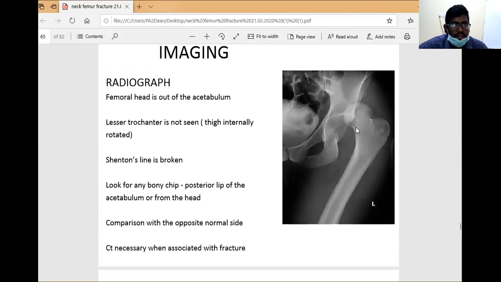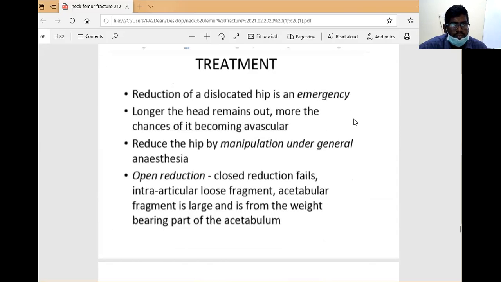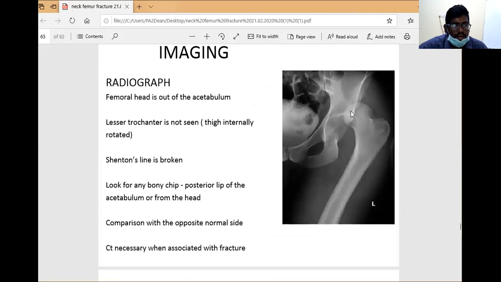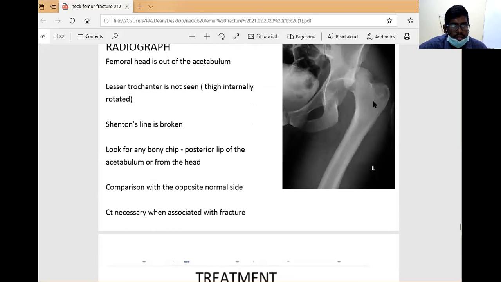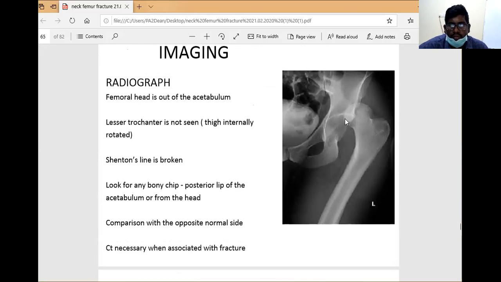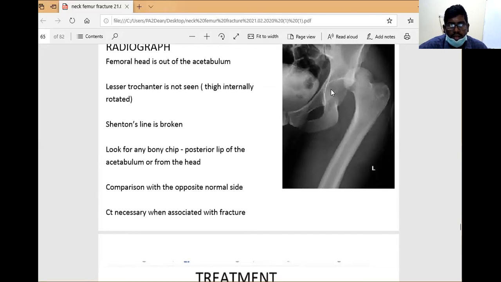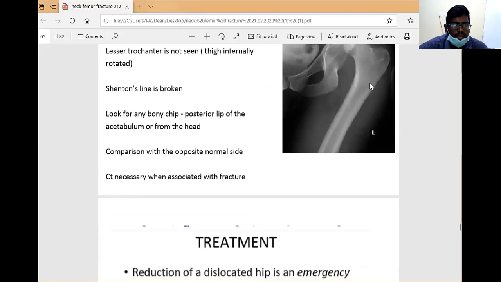So this is a pure dislocation. Sometimes there may be associated acetabular fractures. This is the posterior wall of the acetabulum. This is the anterior wall of the acetabulum. Sometimes it may be associated with posterior wall fractures. So after a radiograph, CT is done to look for any posterior wall fracture or associated acetabular fracture, or sometimes dislocation may be associated with minor undisplaced or hairline neck fractures. To identify them, CT scan is done.